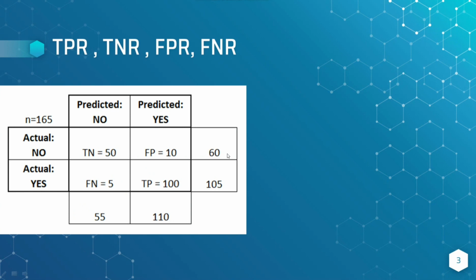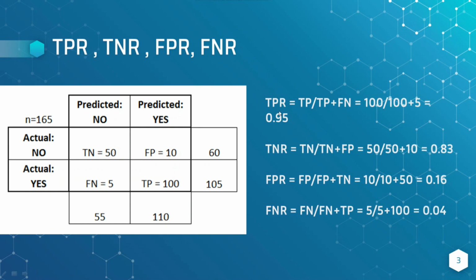So the total value for actual negative is 60. Means TN plus FP. And the total value of this row is FN plus TP. Means 5 plus 100 equals 105. Same as this, calculate for the column. TN plus FN is 50 plus 5 equals 55, and FP plus TP equals 110.